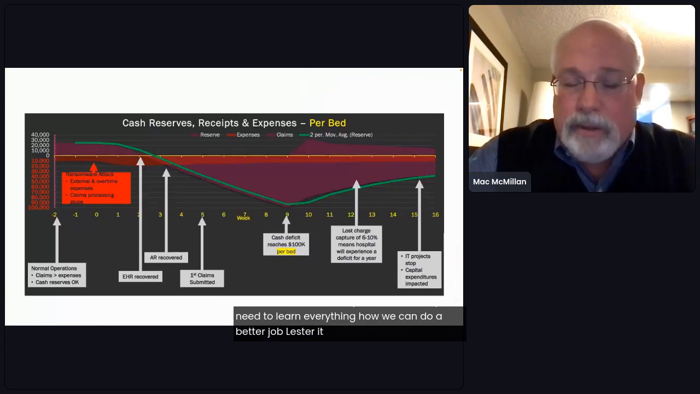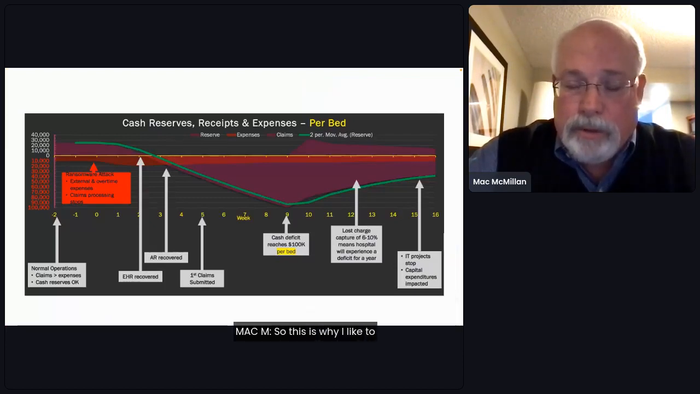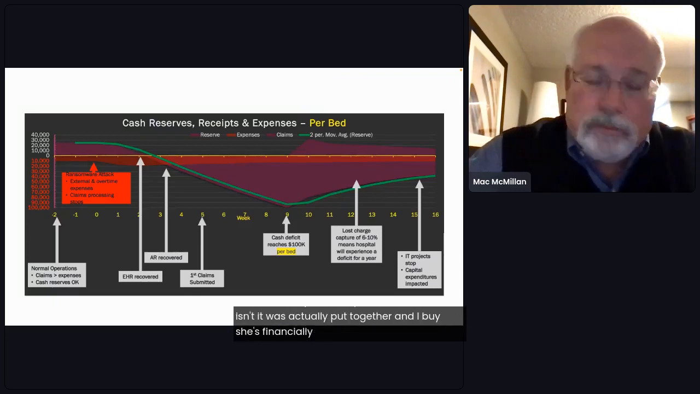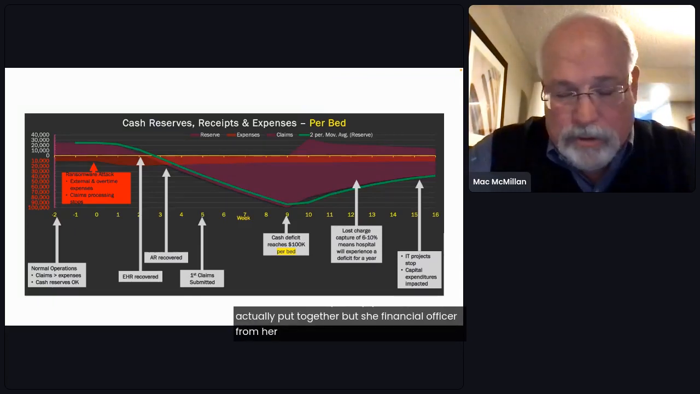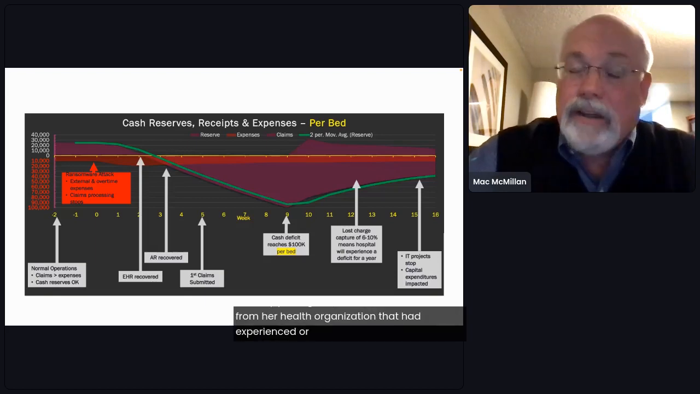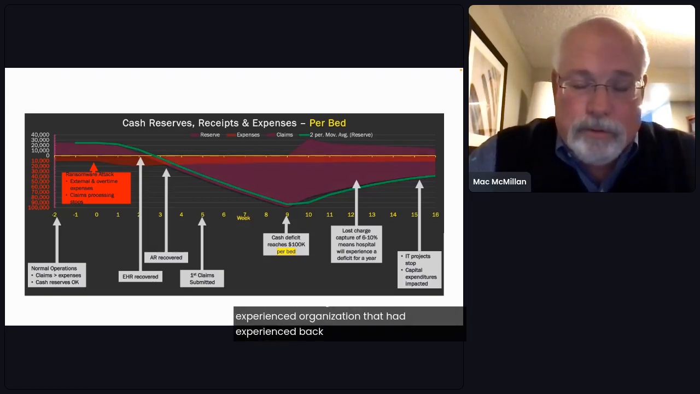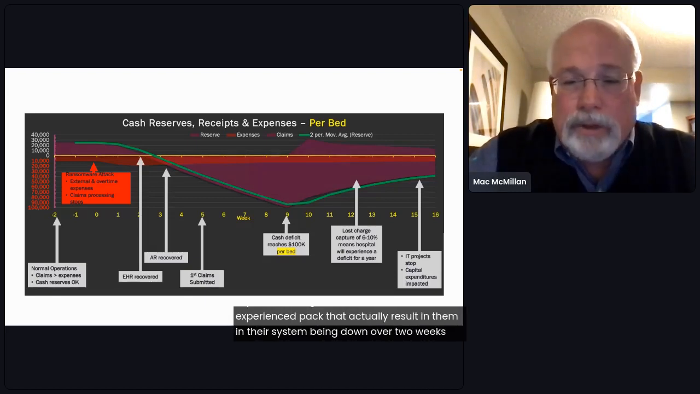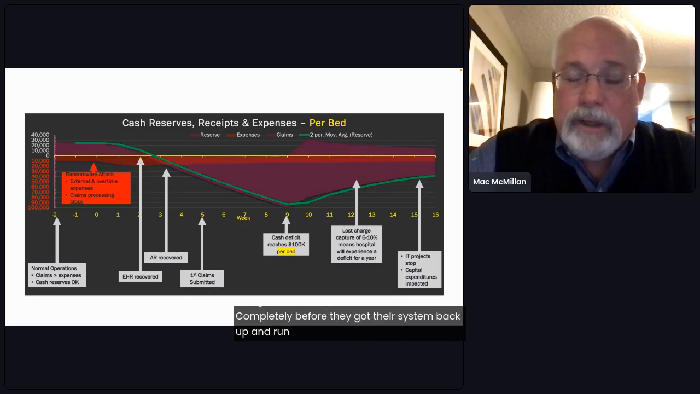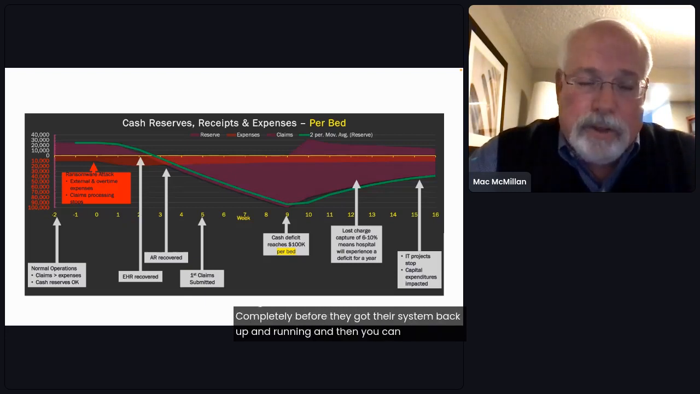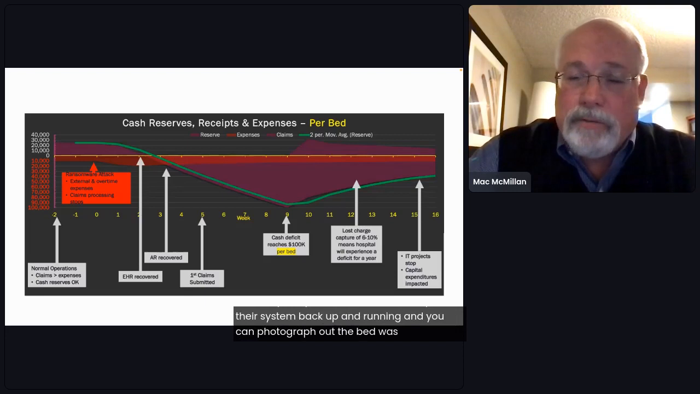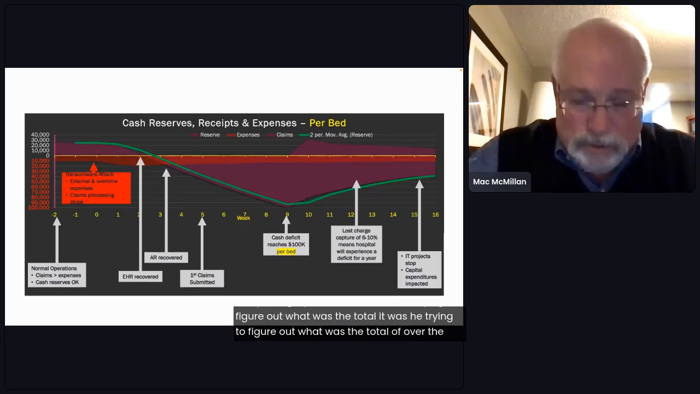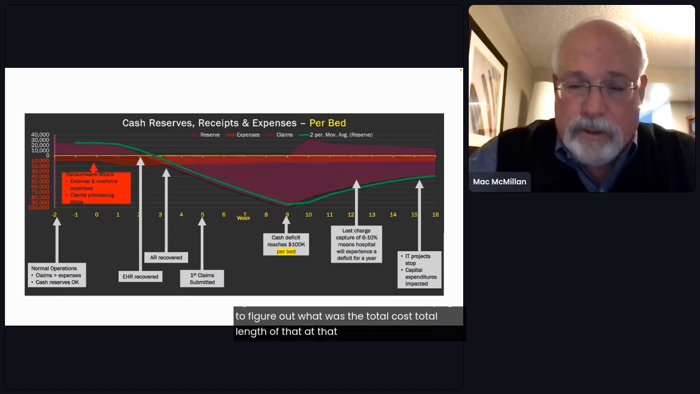This is a slide I like to always throw up here because it was actually put together by a chief financial officer from a healthcare organization that had experienced a ransomware attack that resulted in their system being down completely for a little over 2 weeks before they got it back up and running. You can follow the graph out, but basically what he did was try to figure out the total impact, the total cost of that event to their system.